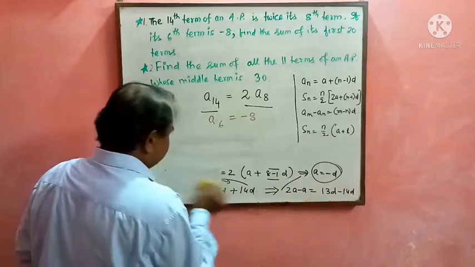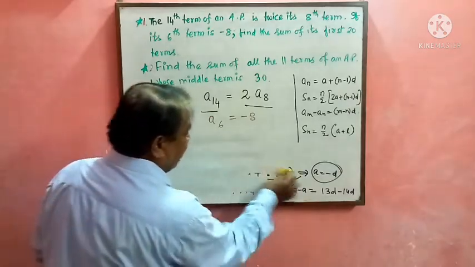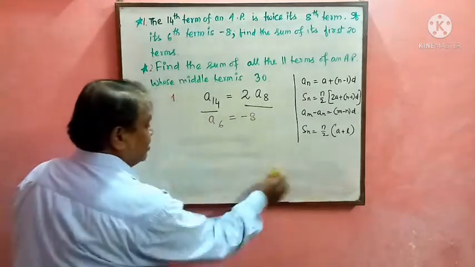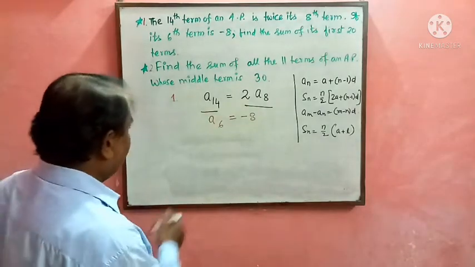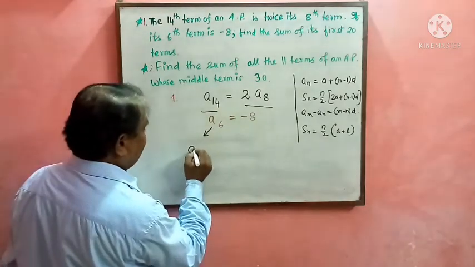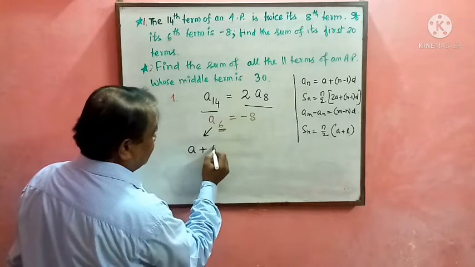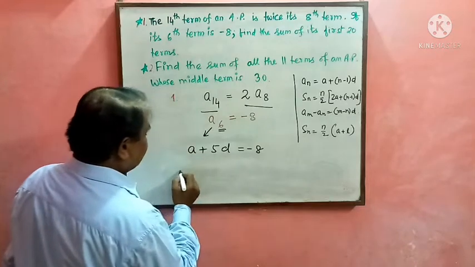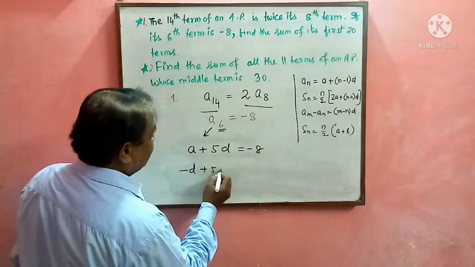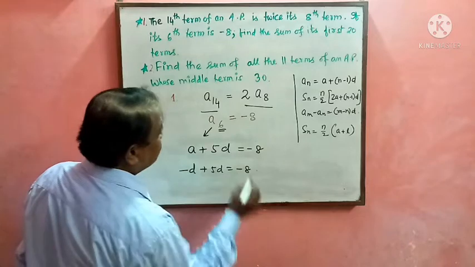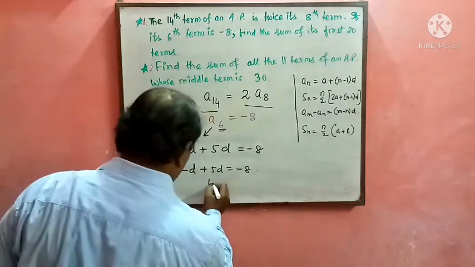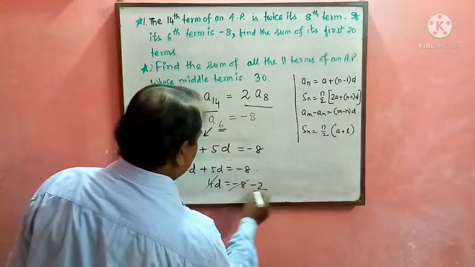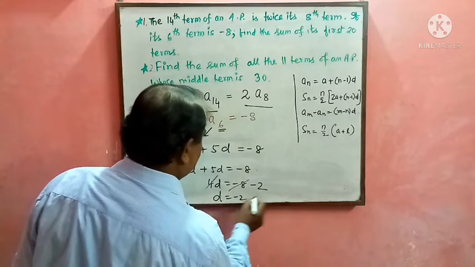Now you see, we have A is equal to minus D. Now our turn is to simplify this one. Again, we will put the identity of the 6th term, A plus 5D, 1 less than this number, is equal to minus 8. A is equal to minus D, so minus D plus 5D is equal to minus 8. So therefore 4D is equal to minus 8. 4 cancels, minus 2. So D is minus 2.